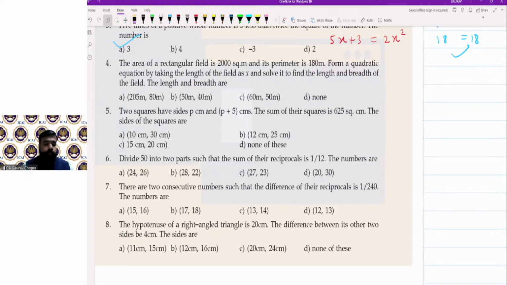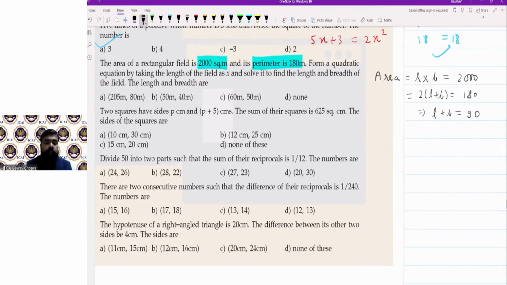Now the fourth one. The area of a rectangular field is 2000 square meters and its perimeter is 180. So area is 2000 square meters, perimeter is 180. Form the quadratic equation and then find the value of length and breadth. So we have to apply the simple formula. Area of rectangle is length into breadth. So L into B should come as 2000, and perimeter, that is 2 into L plus B, should be equal to 180. Or we can say that L plus B should be equal to 90.